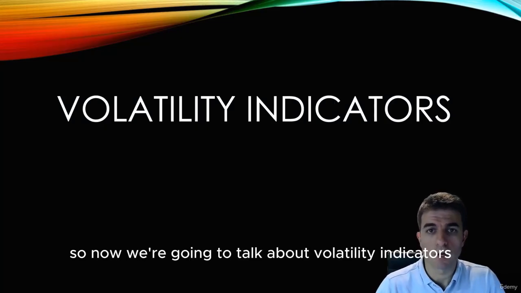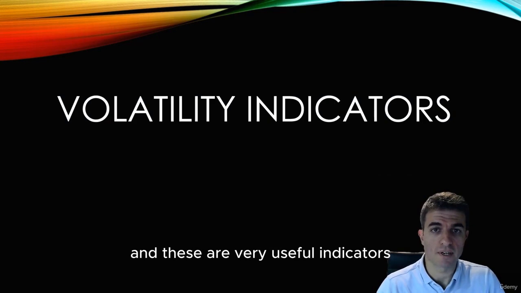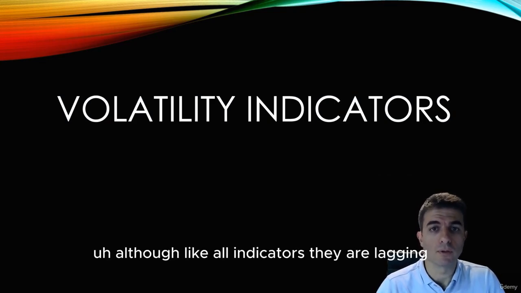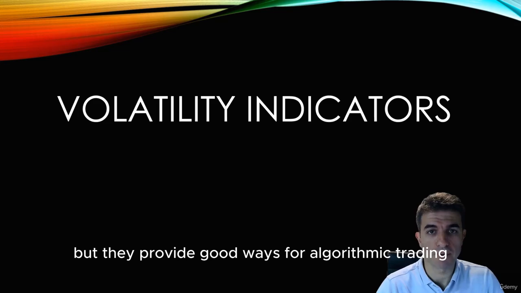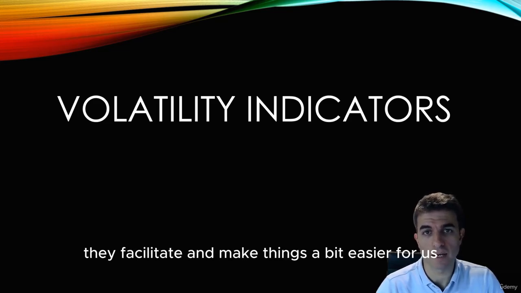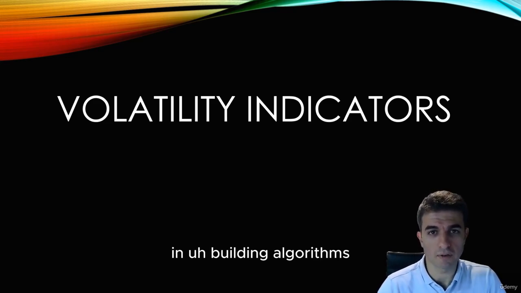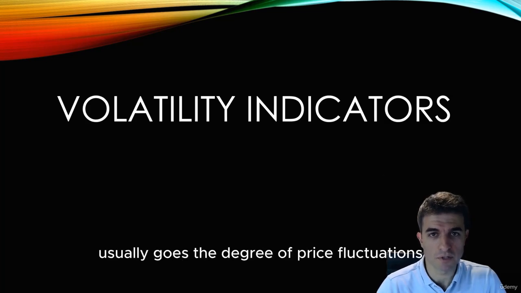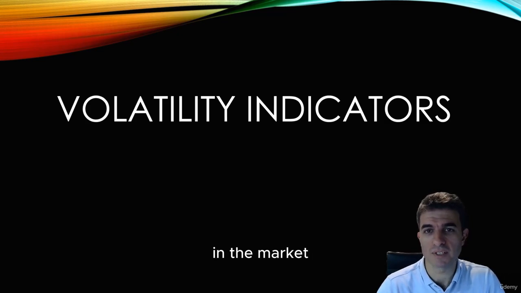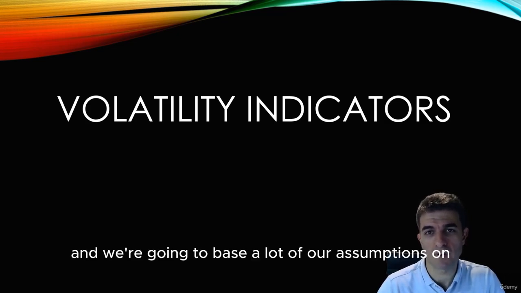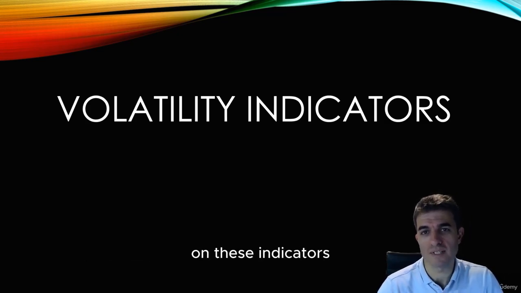So now we're going to talk about volatility indicators, and these are very useful indicators. Although, like all indicators, they are lagging, but they provide good ways for algorithmic trading. They facilitate and make things a bit easier for us in building algorithms. So volatility indicators usually help traders gauge the degree of price fluctuations in the market. And we're going to base a lot of our assumptions on these indicators.